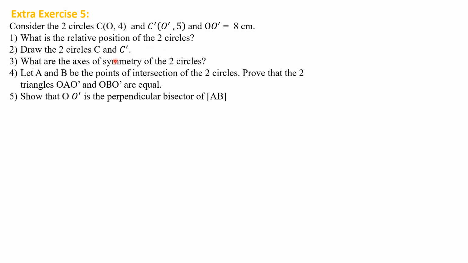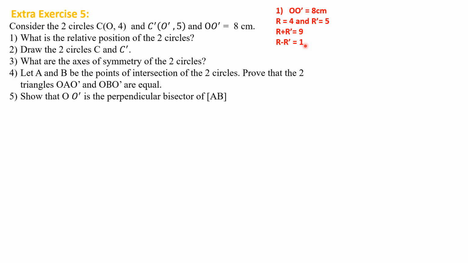Okay, before we draw, what is the relative position? As we said before, we have to follow these steps. First of all, OO prime is 8 cm. Second step, put R and R prime. Here it's 4, here it's 5. Third step, calculate R plus R prime and R minus R prime. Here it's 9 and here it's 1.